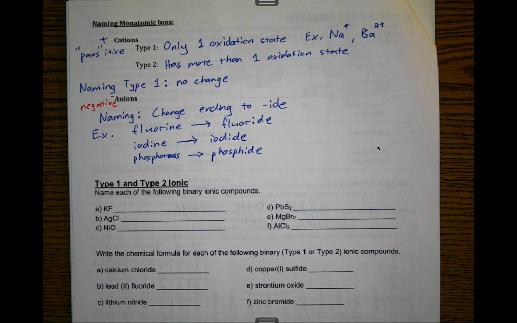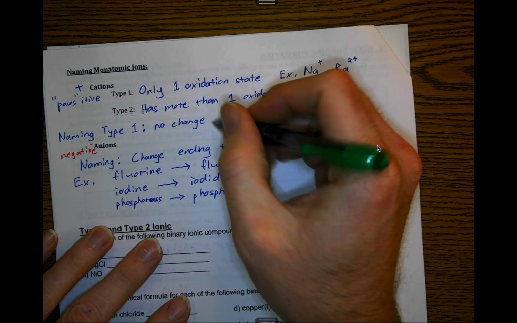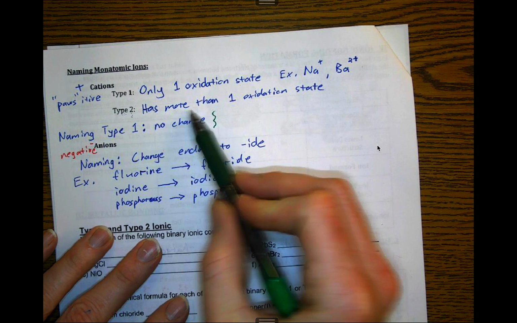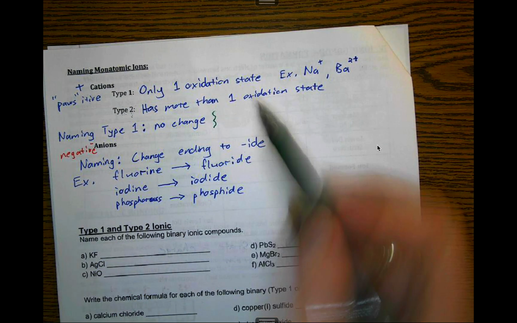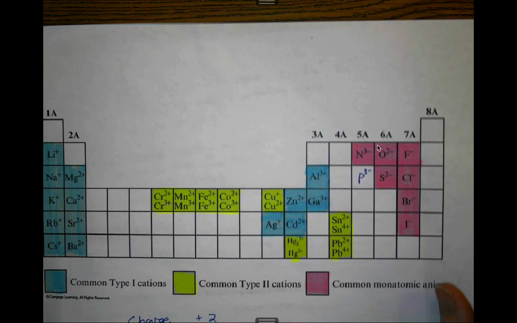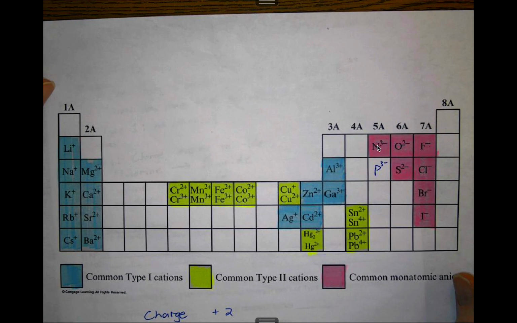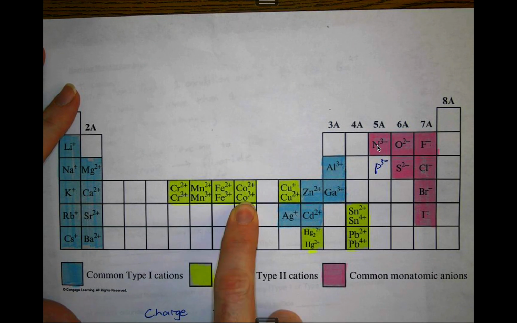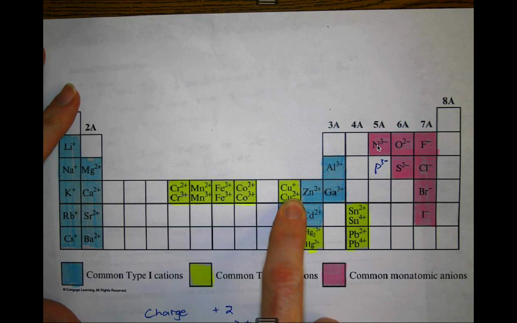PAP chemistry students. We're here to learn about type 2 ionic compounds, or how to name them. So our naming rules for these, we learned that type 2 compounds had more than one oxidation state. So that would be looking at these guys right here. The type 2 are mostly transition metals. They have variable oxidation states.